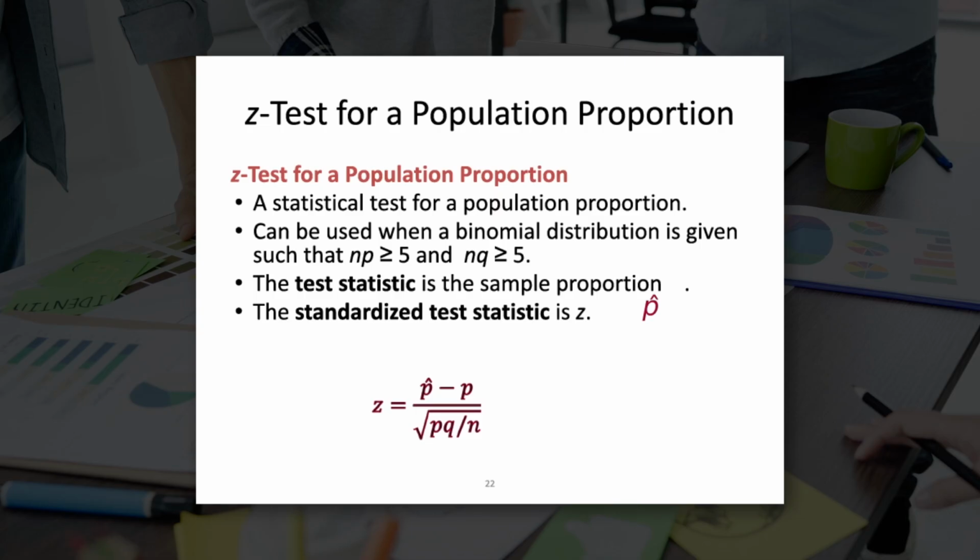So, Z test for a population proportion. The Z test for a population proportion is a statistical test that can be used when a binomial distribution is given, and np is greater than or equal to 5 and nq is greater than or equal to 5. The test statistic is the sample proportion, and the standardized test statistic is Z. Z is equal to the formula which we have already talked about. So using a Z test for proportion p, state the claim mathematically and verbally. There are some examples.